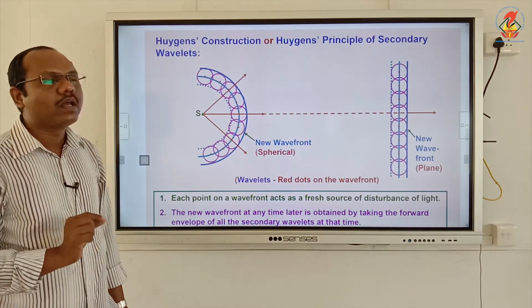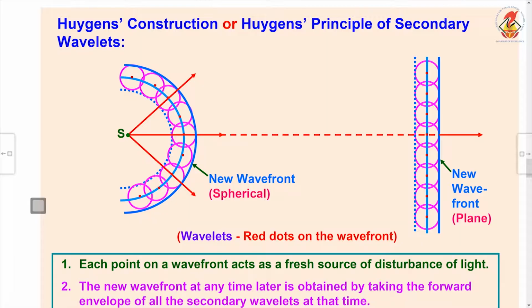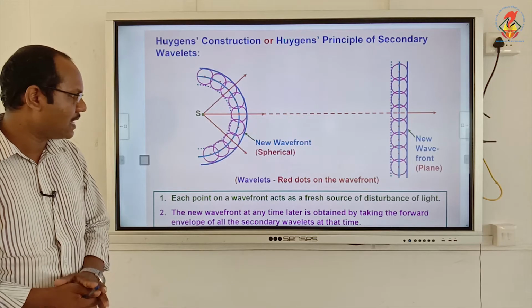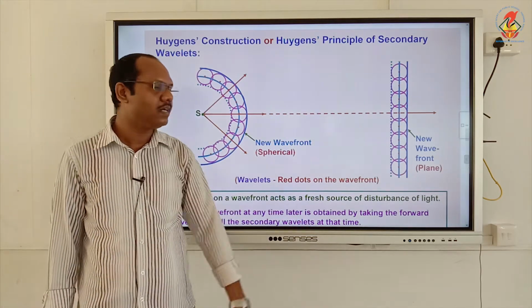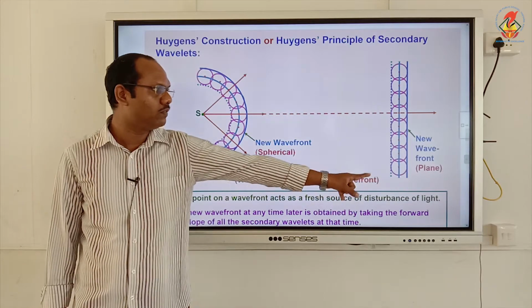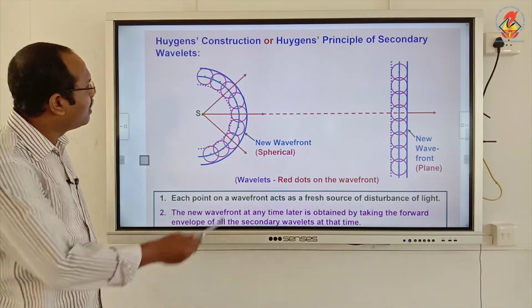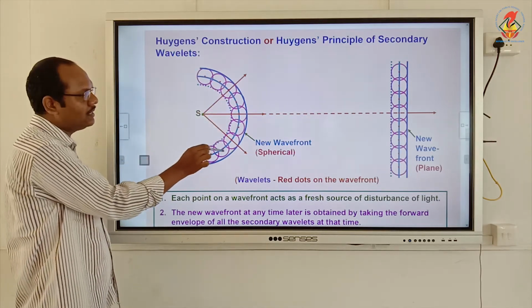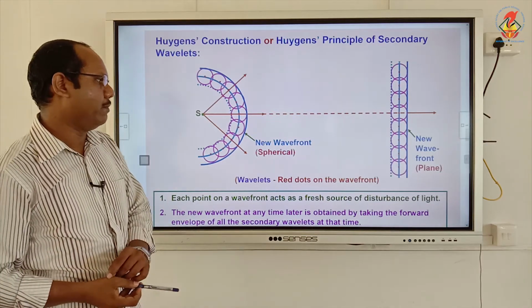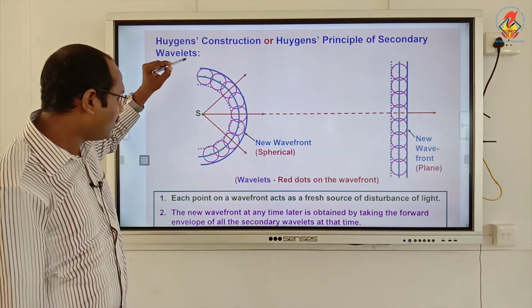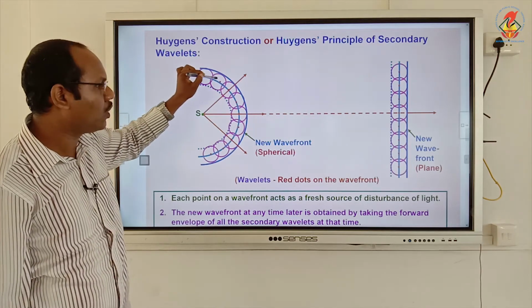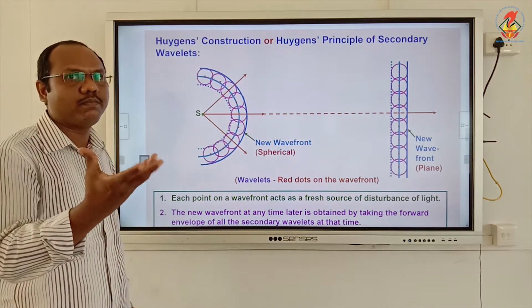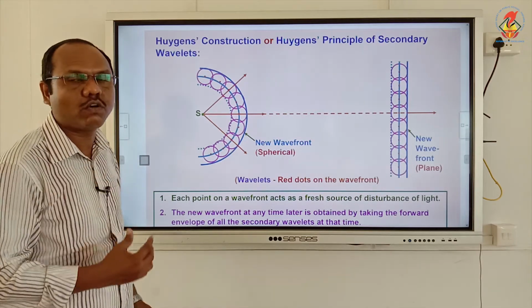Now, Huygens is telling that each point on a wavefront acts as a fresh source of disturbance of light. That means you can see some red dots I have marked here. Those red dots are actually wavelets. So each dot acts as a fresh source of disturbance.